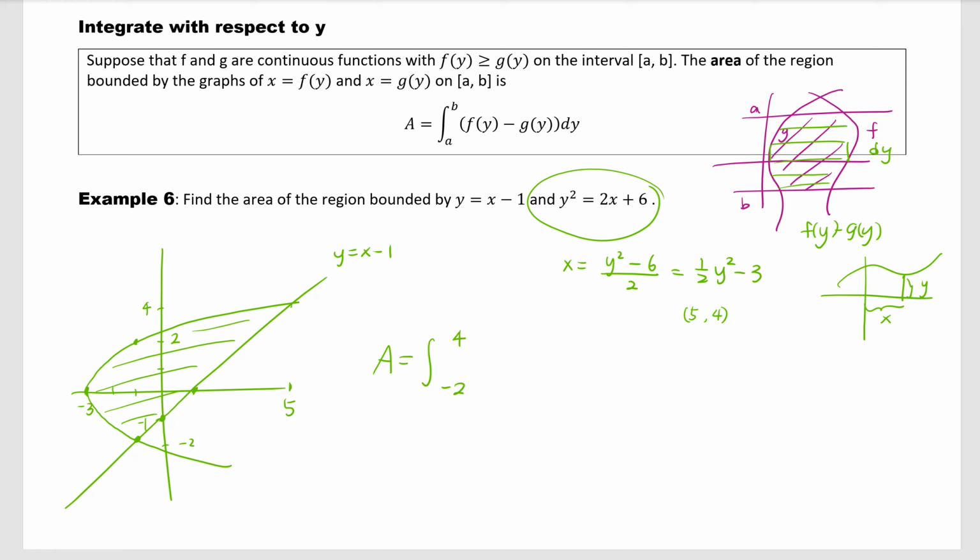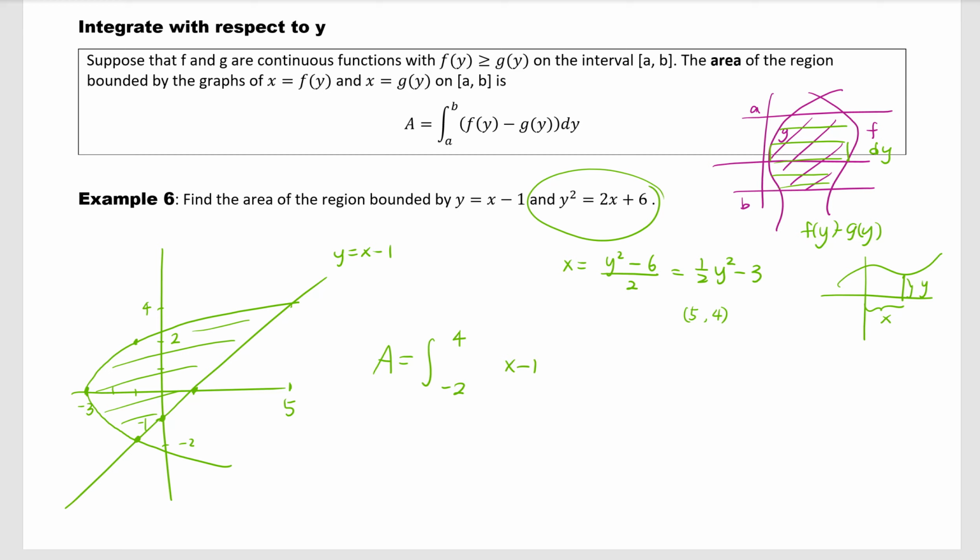So be careful. Many students put the x values here. No, we're talking about the y values. This is an integral about y. And then we don't say upper and lower function. The bigger function is the function on the right. We can see the line is on the right.